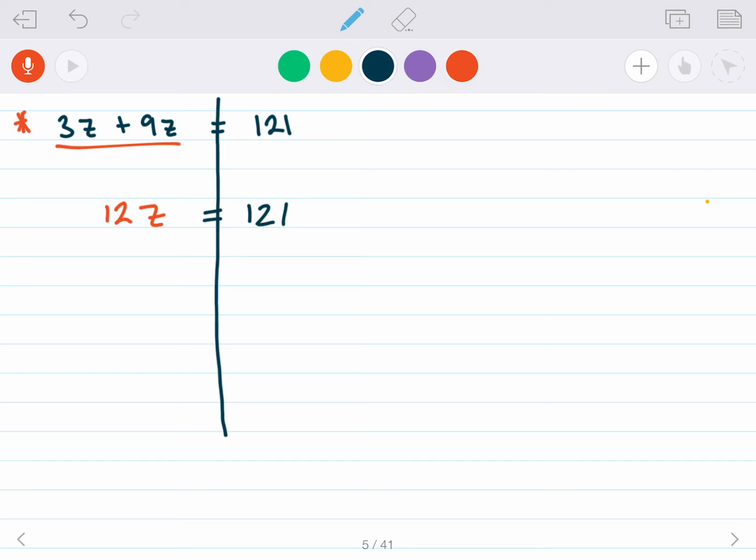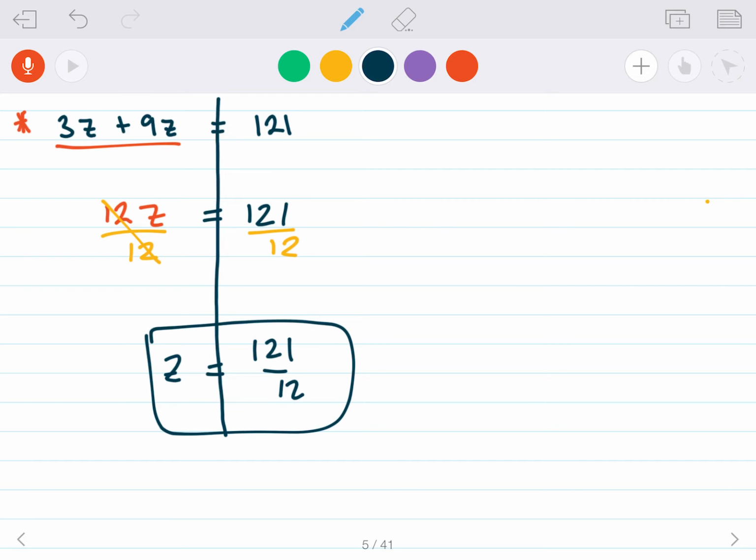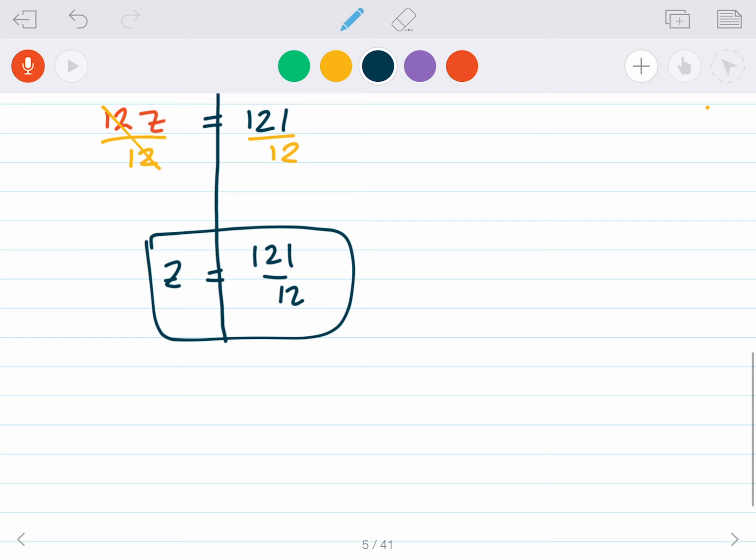Now, my variables are on one side and my constants on the other, so I don't have to move variables to one side. The variable term is already on the left side. So to finish this off, I need to undo multiplication by 12 by dividing both sides by 12. And I get that z is equal to 121 over 12. And this cannot be simplified, I don't think. No. So that is our answer there. Weird fraction, but it works.